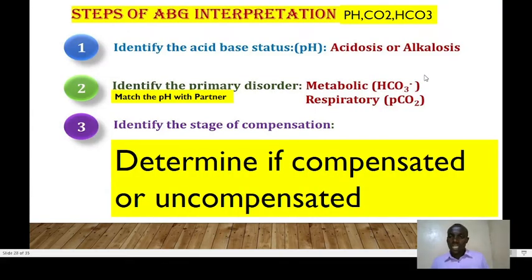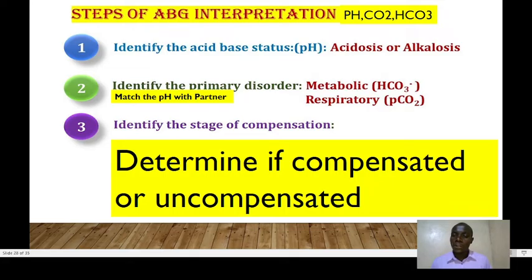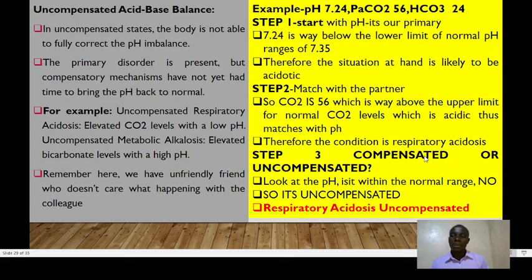So the steps that we're going to use to interpret: number 1, you're going to identify whether the acid base status is acidosis or alkalosis. In this case, we will simply look at the pH. If it is 7.35 or below, that is acidosis. If it is 7.45 or above, that is alkalosis. The second step, you are going to match with the partner so as to identify the primary disorder. And then lastly, we will determine whether it is compensated or uncompensated.